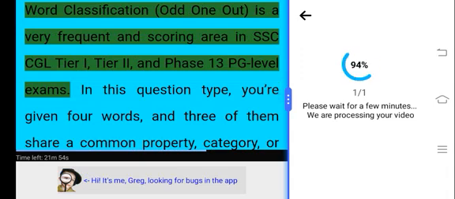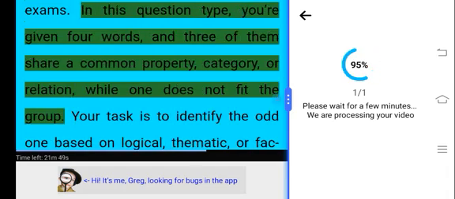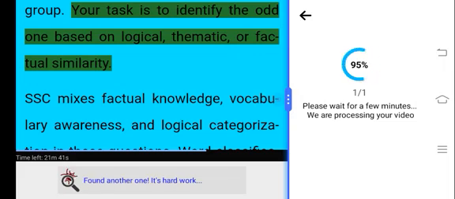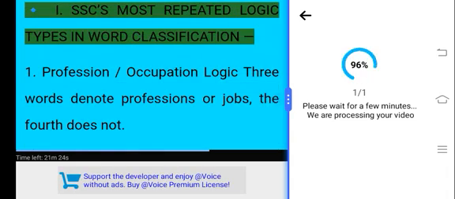Word classification, odd one out, is a very frequent scoring area in SSC CGL Tier 1, Tier 2, and Phase 13 PG level exams. In this question type, you're given 4 words, and 3 of them share a common property, category, or relation, while 1 does not fit the group. Your task is to identify the odd one based on logical, thematic, or factual similarity. SSC mixes factual knowledge, vocabulary awareness, and logical categorization in these questions. Word classification often overlaps with general knowledge, professions, geography, biology, history, sports, tools, festivals, or common usage categories.